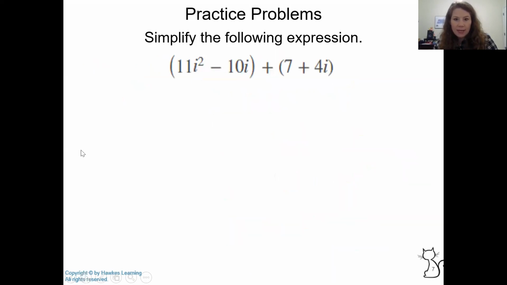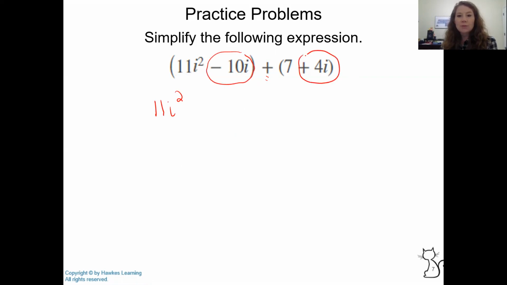All right, let's move on. So now this is not FOILing because there's a plus symbol in the middle here, right? So that just means that all we're doing is combining like terms. There's no term like 11i squared, so we're going to bring down 11i squared. We have these two like terms, so we're going to combine negative 10i plus 4i, which is negative 6i.